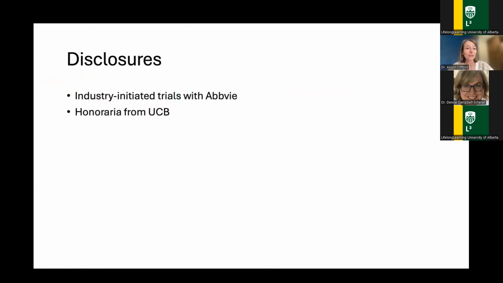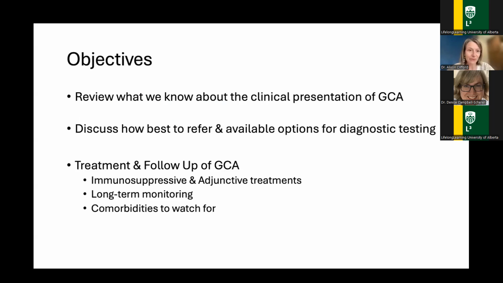I have a couple of disclosures. I've done some industry-initiated trial work with AbbVie, and I've received some honoraria from UCB. But I think probably the most important disclosure for this talk is simply the fact that GCA is a rare disease and still understudied. Throughout the talk, I'm going to try and point out the things that we know, and there are still many other areas that we don't fully understand yet. So bear that in mind as we're going through.